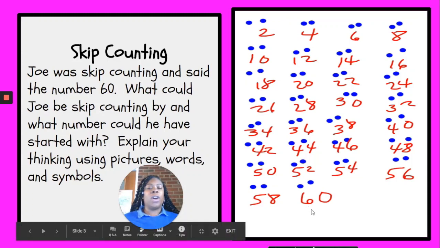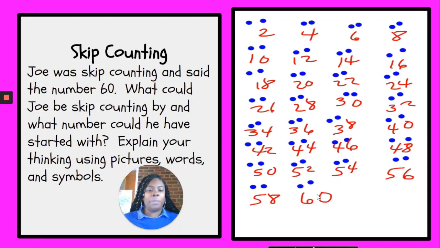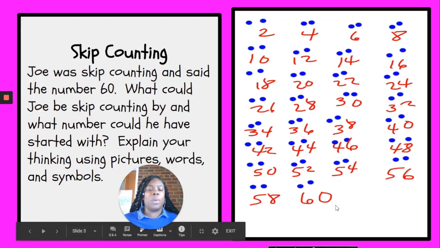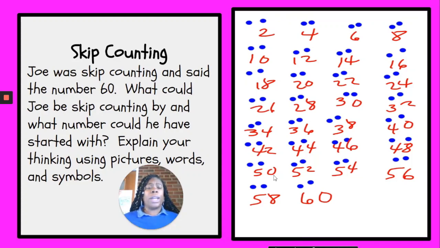The question also says, what number could he have started with? Well, it was kind of tough to start from 2 and get all the way to 60. There has to be an easier way. Well, let's think about patterns and what we talked about earlier this week. If I would have used my patterns, I could have started at 50. I could have started at 40, 30, any number, but I'm going to choose 50, and I'm going to explain why I chose 50. Because I know the pattern started at the top of my paper with 2.